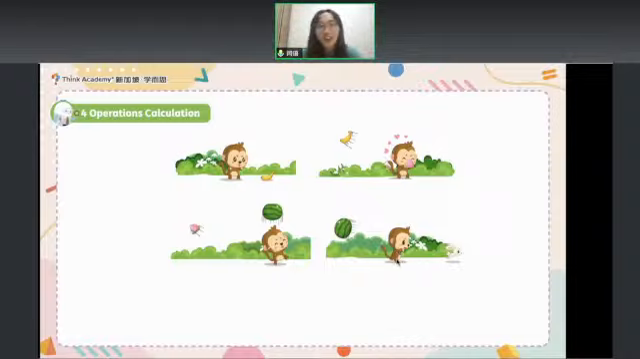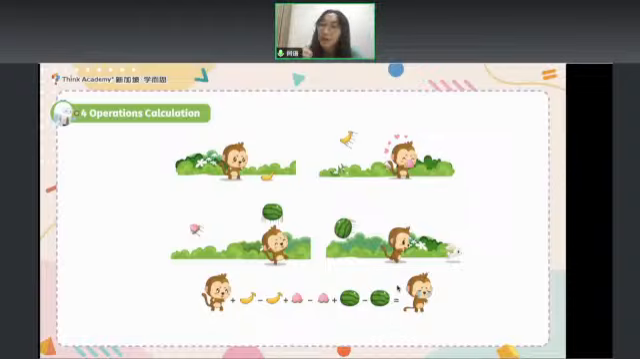So originally there was a monkey and then gets a banana, that is a plus banana. Then throw it away, that is a minus banana. So plus banana, minus banana. Plus peach, minus peach. Plus watermelon, minus watermelon. In the end, you see that what happened? The monkey gets nothing, right?